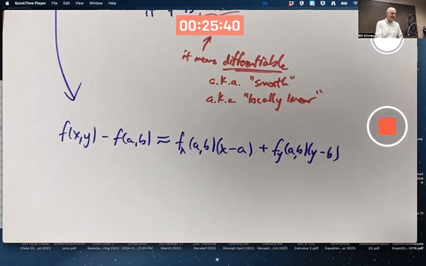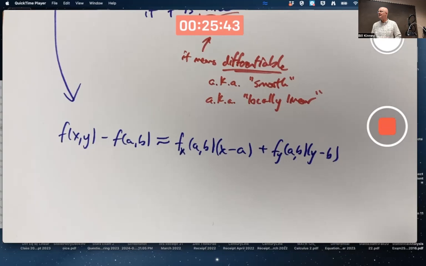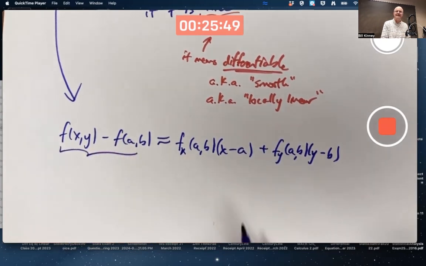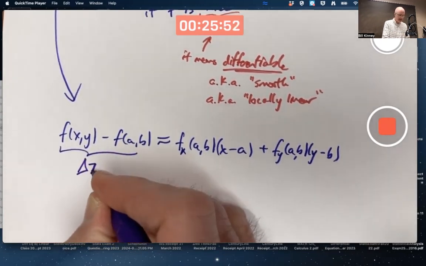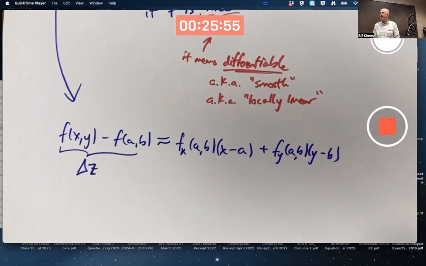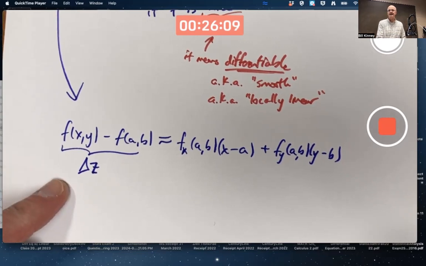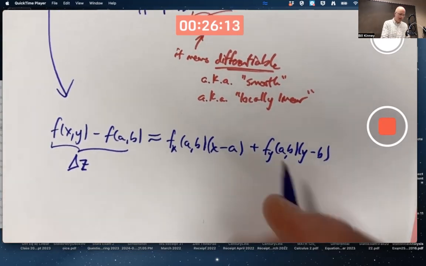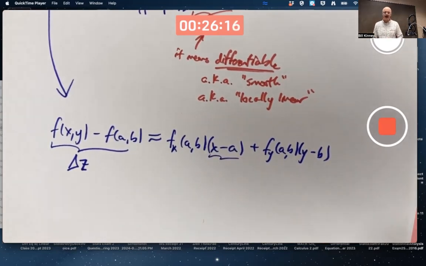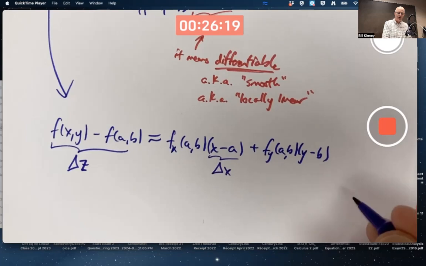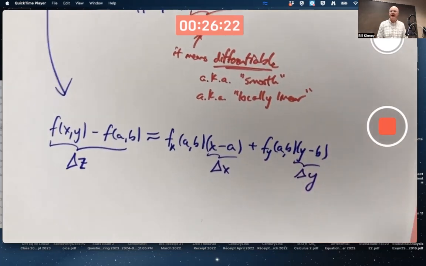I'm going to continue rewriting this with other notation here. I'm going to call this difference delta z, the change in the z value for the function f, as I move from the point AB to the point xy. F changes in value by some amount equal to this difference, call it delta z. Sometimes you'll see it called delta f. Let's call it delta z. That's what the book does. X minus a is the change in x. I could call that delta x. Y minus b is the change in y. I could call that delta y.